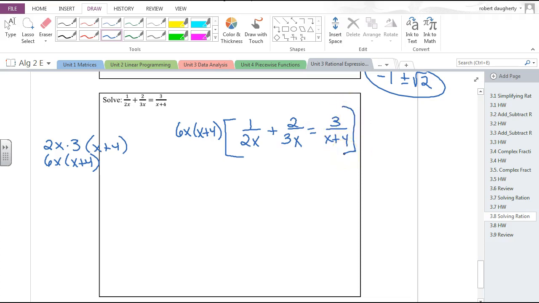So when I do the first multiplication, what cancels in this first one? Yeah, so the x cancels. What's 6 over 2? 6 divided by 2 is 3. So I get 3 times x plus 4. That's the first term. Now look at this next term here. What happens when I multiply this times that? What cancels? The x cancels, right? What is 6 divided by 3?